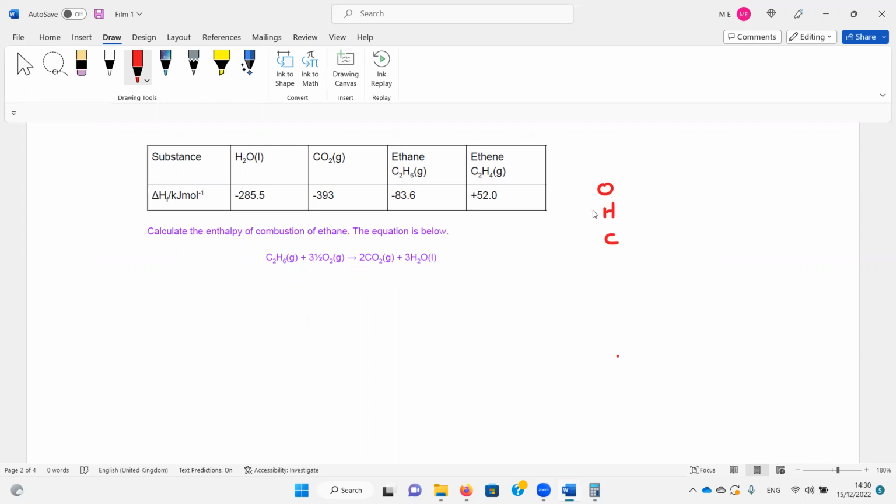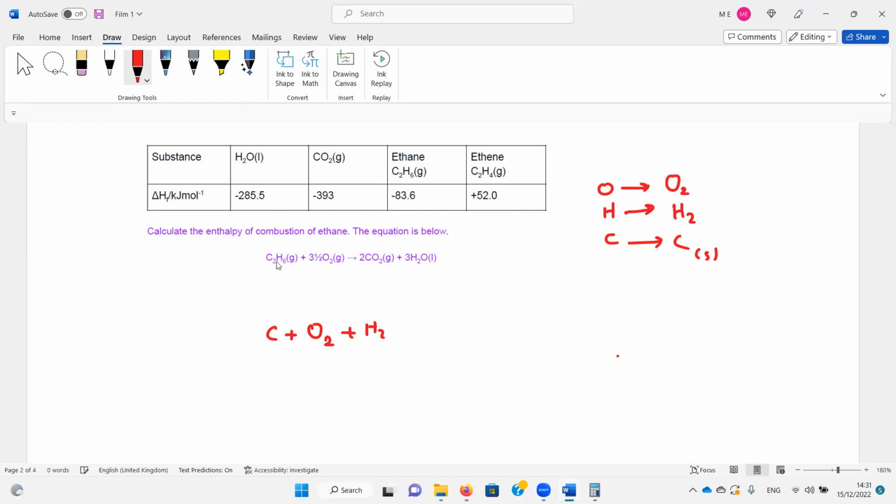So the elements here, when you write them down, they must be in their standard state. The standard state means the state that you would expect the elements to be in nature. So oxygen is expected to be in the form O2, and hydrogen is expected to be H2, and carbon is expected to be in the solid state, and these are two gases. So let's write them down here. So O2 and H2, and here we have C.